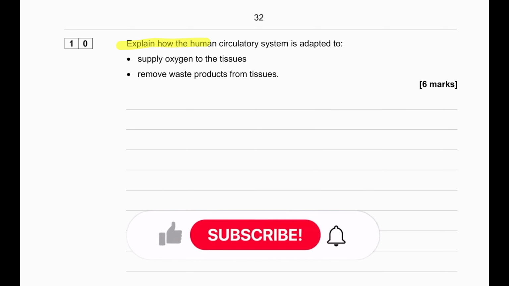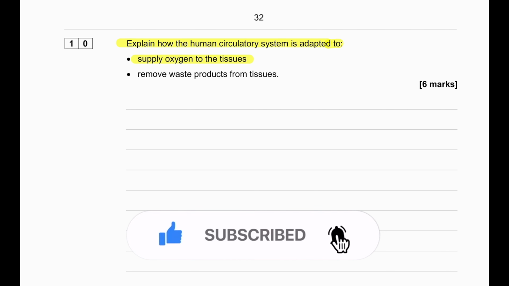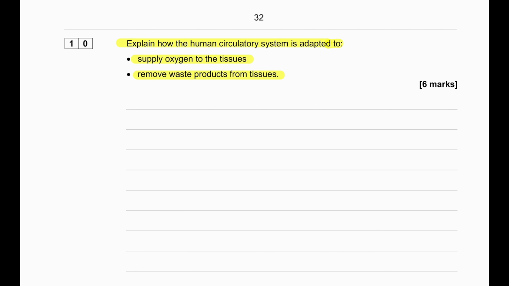Explain how the human circulatory system is adapted to supply oxygen to the tissues and remove waste products from the tissues. This particular question has many points to be written. However, we can pick and choose 6 to 7 points to write a complete answer. Since this question is asked repeatedly every year in the same manner, you can give the same answer for all of them. The human circulatory system is a double circulatory system, which means it has a higher blood pressure and a greater flow of blood to the tissues.